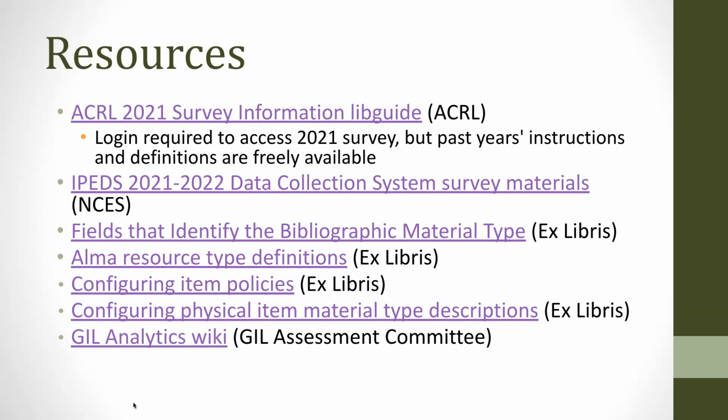And then also we have a link to IPEDS 2021-22 survey materials and Ex Libris links identifying the bibliographic material type. They'll show you how they do that based on MARC codes in those fixed fields that we mentioned. Also for resource type definitions, how those are defined by Ex Libris. Configuring item policies and item material type descriptions. So this would be item material types, how they're defined and the different things you can do with them.